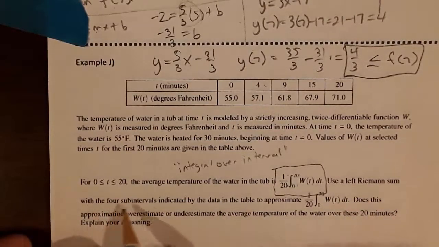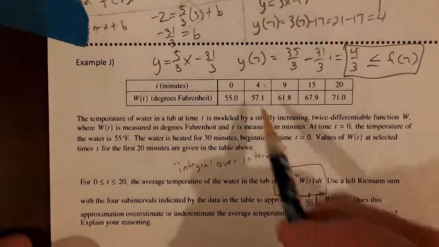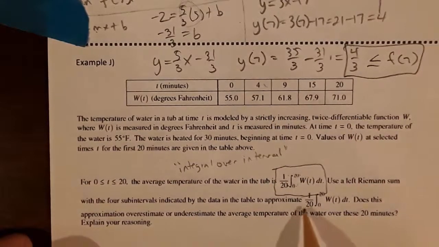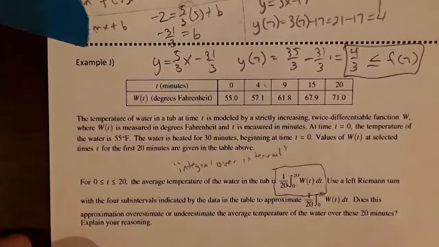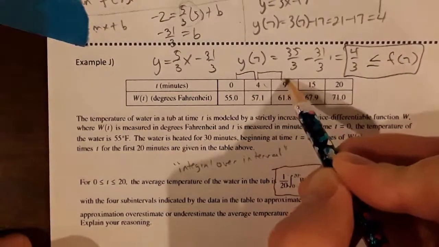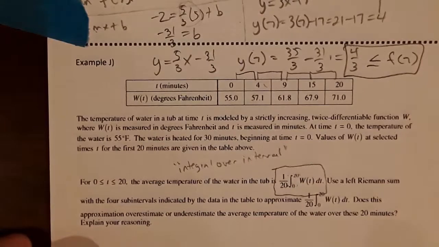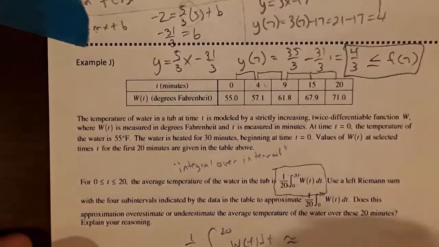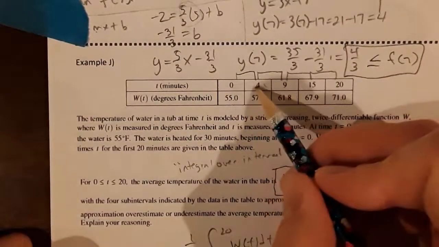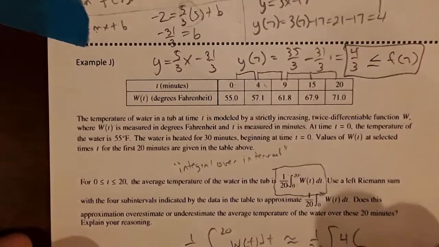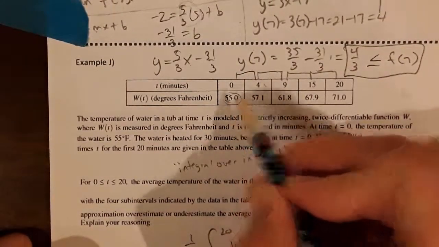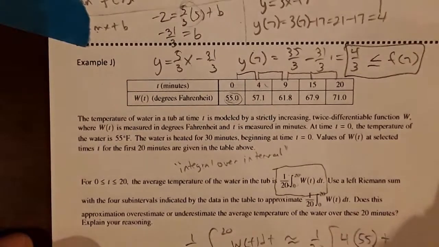It says to use a left Riemann sum with 4 subintervals that you'd predict using the data to approximate that value. So let's start with that. I'm going to have 1, 2, 3, 4 rectangles. My first rectangle, I'm going to keep that 1/20th, is going to be 4 units wide, and it's going to have a left endpoint height of 55. That's what they mean by a left Riemann sum.